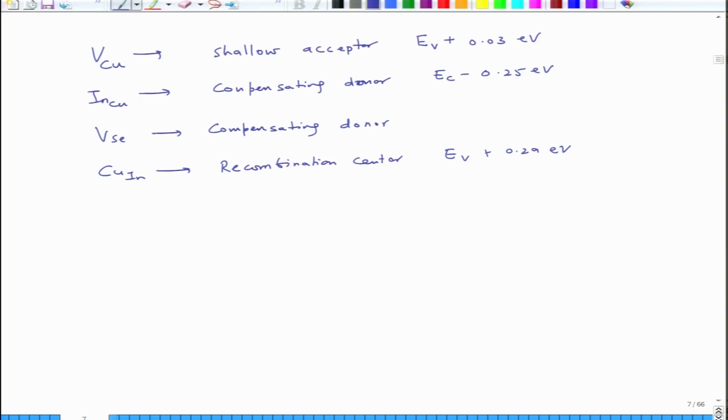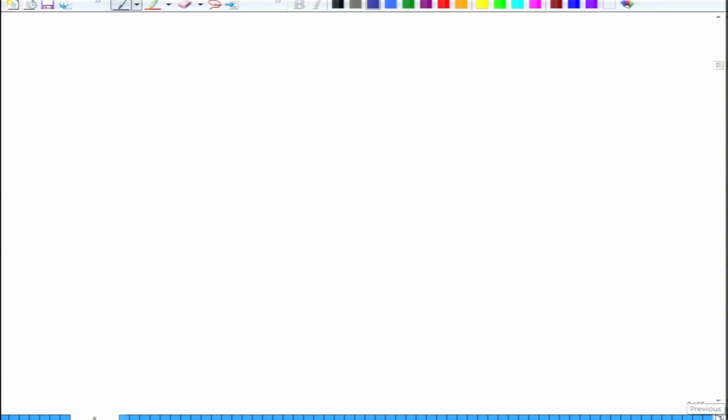You can have copper interstitials also. It is also possible to have vacancy of indium. And these vacancies may exist in partially ionized or completely ionized states, and as a result their energy levels will vary. So there are a variety of defects which are possible in this structure. As a result, the compositional control is a little difficult in this material.